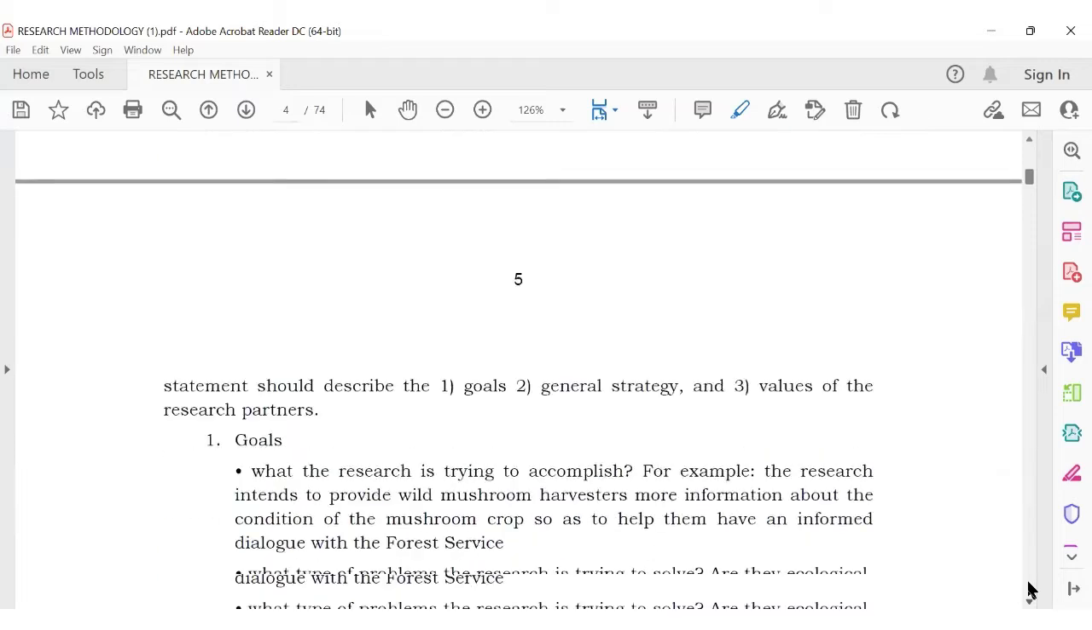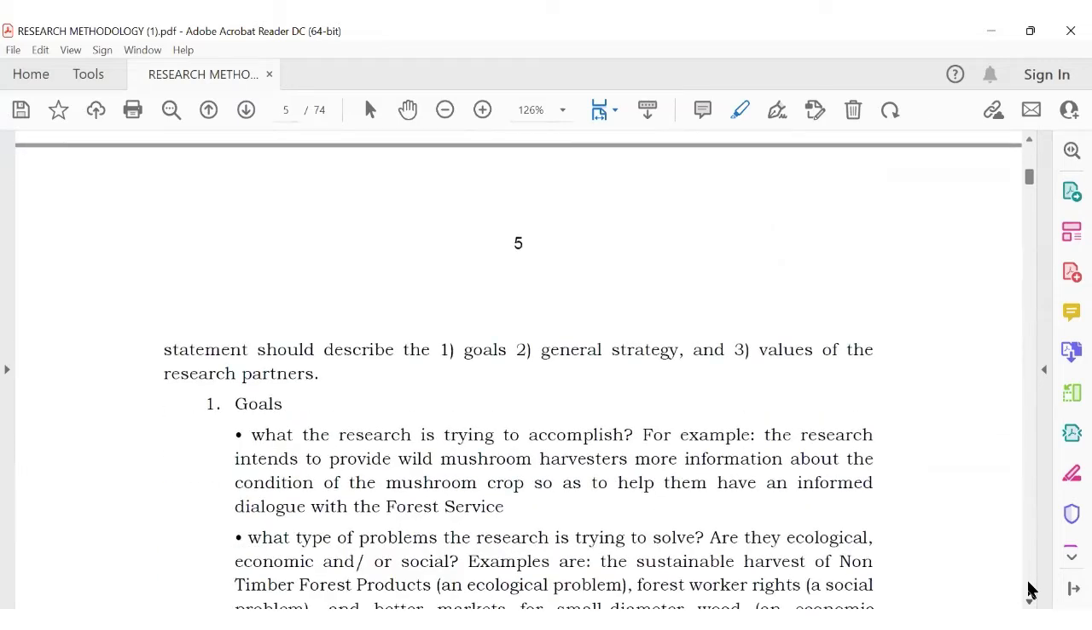The mission statement should describe the goals, the general strategy and the values of the research partners. Values से आपको समझ आएगा कि what is the purpose for which they are available over there.